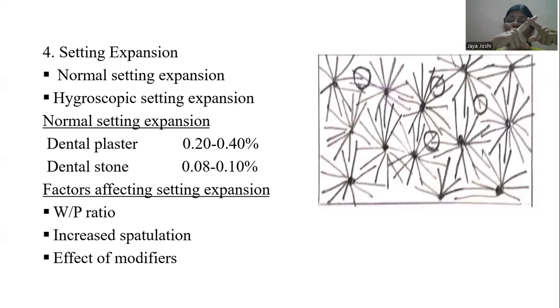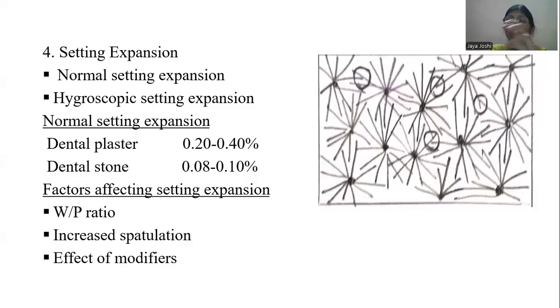So with the intermeshing, interception is also occurring at thousands of places, which will push the crystals apart from each other due to the formation of the external thrust at that particular area. Now, due to the pushing, what will happen? The particles are going apart from each other, which will result in the setting expansion.